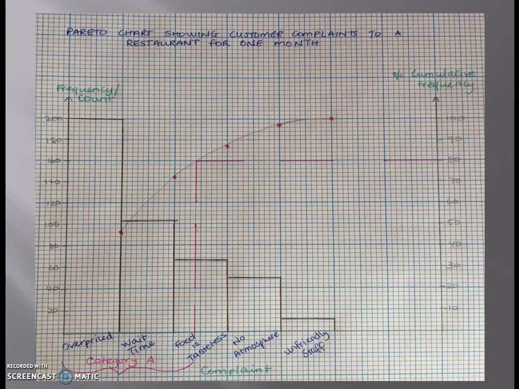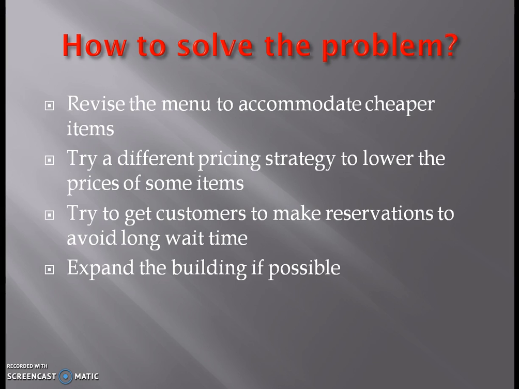This is what your Pareto chart would look like on graph paper. But we are not finished yet. Now we must try to come up with solutions to solve the problem. So we can try a different pricing strategy to lower the prices of items, or we can revise the menu to accommodate cheaper items. Sorry, I have it mixed up here, but basically the same thing. Revise the menu to accommodate cheaper items, or try a different pricing strategy to lower the price of some items.